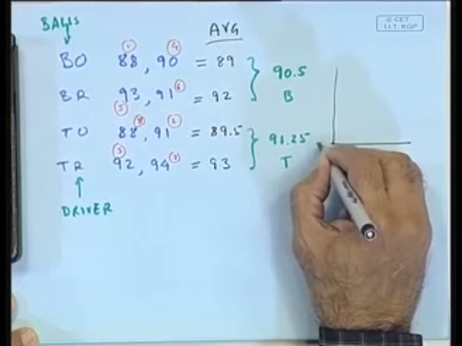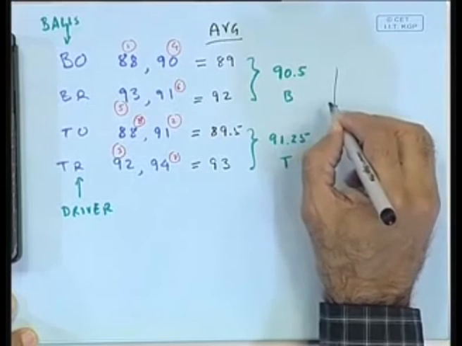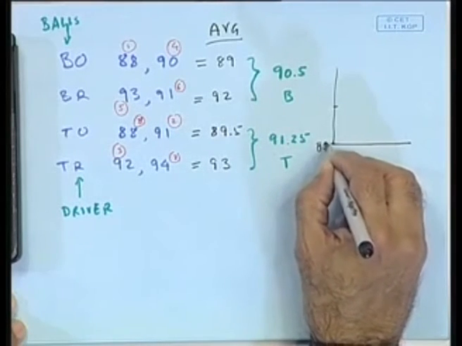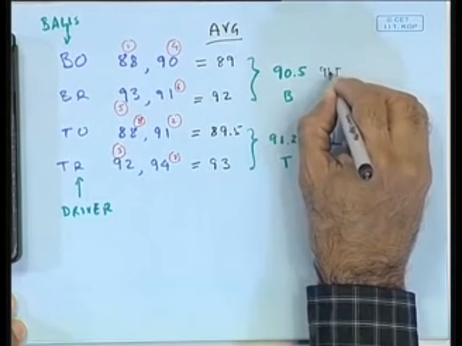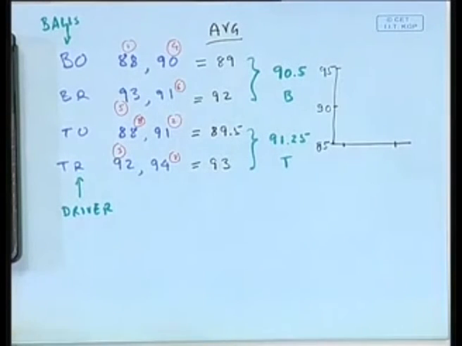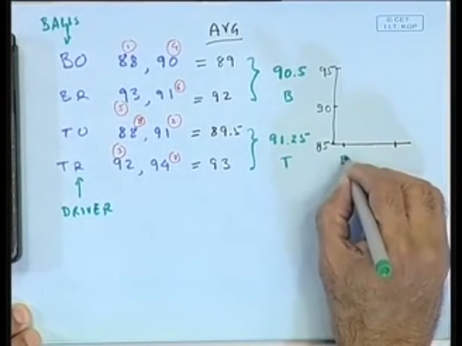And I'd start at 85, then 90, 95. And let's put on this side the two ball types, and those are going to be my B and T.